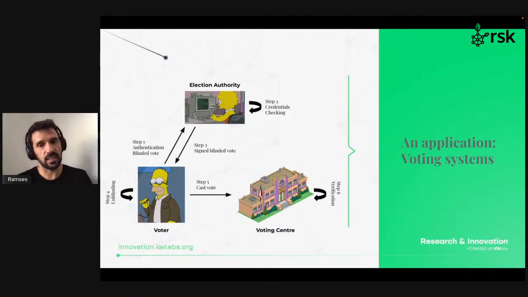The voting center just verifies that it's a valid vote, which is because it has the signature from the election authority, and counts your vote. This is the general stuff. Let's focus on steps 1 to 4 with an image.